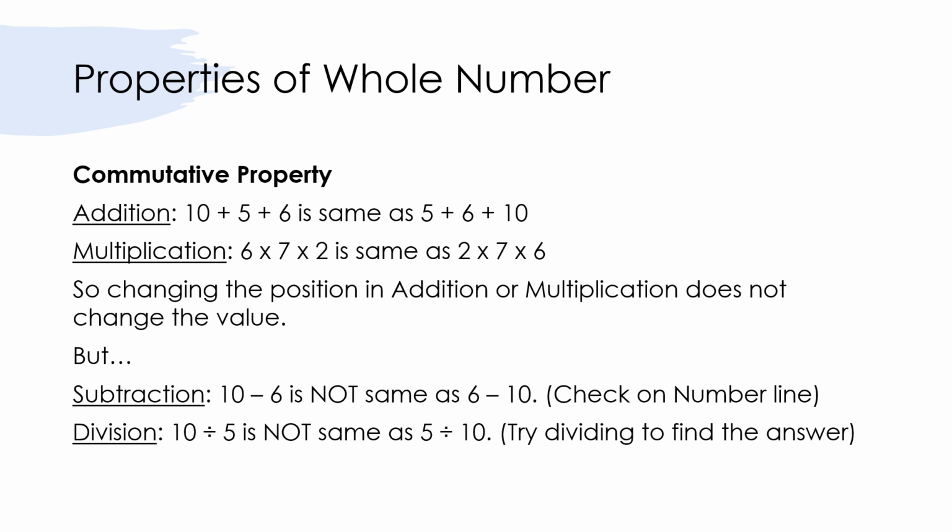So, if we change the positions of the numbers in a subtraction or a division, we do not get the same answer. But if we change the positions of the numbers in an addition or a multiplication, we get the same answer. This is called the commutative property of addition and multiplication.